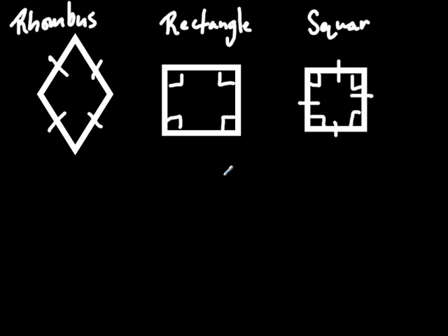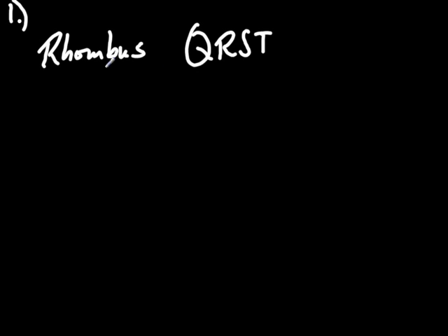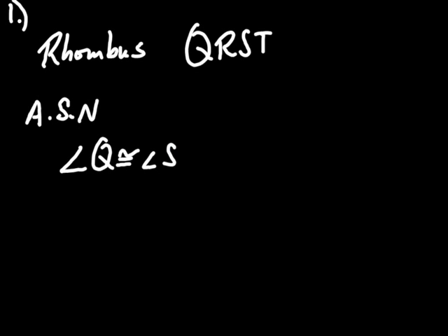Awesome. Let's keep going. Alright, let's say we got rhombus QRST. I want you to be able to tell me if it's always, sometimes, or never true that angle Q is congruent to angle S. Let's go ahead and create a new rhombus, because we need to draw this out in order to be able to determine if that's true.